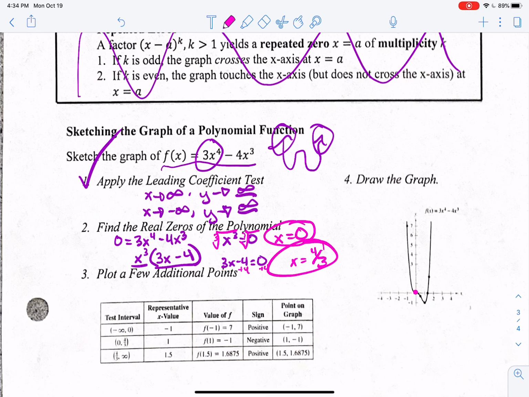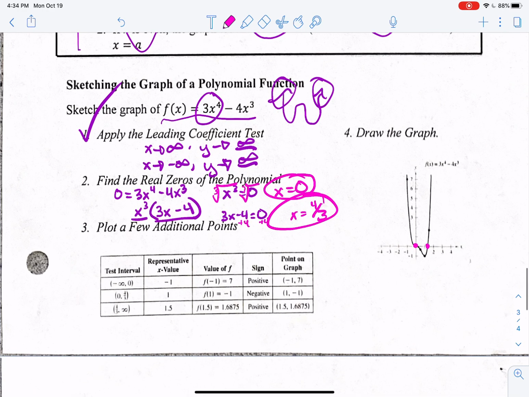I went ahead and gave you the graph. On homework problems or anything like that, you won't be given the graph. But I just gave you the graph so that we can see whether we're matching up or not. So 0 and 4/3, that's where he's crossing. And then, so number 2 is done.